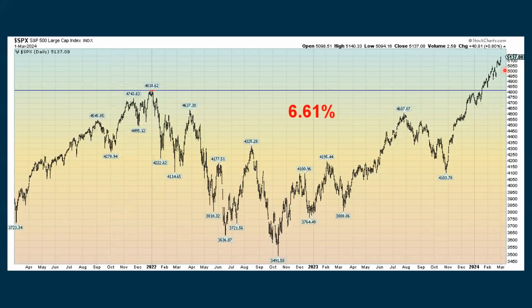Then just to keep an eye on, where are we from the previous all-time high that was set in early January 2022? As of Friday's close, we're 6.61% above the previous all-time high.